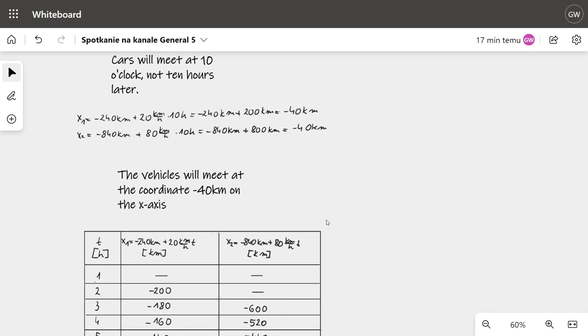Now we can calculate coordinate of position of the place they met. It is enough to put 10 hour to one of equations of motion. It is done here and here. We see that the vehicles will meet at the coordinate minus 40 kilometers on the x-axis.